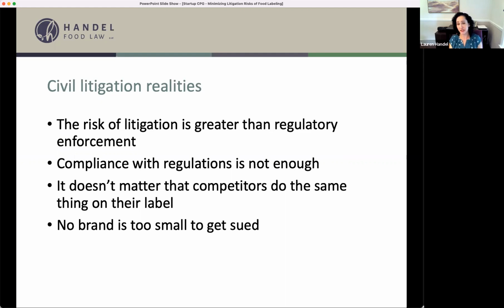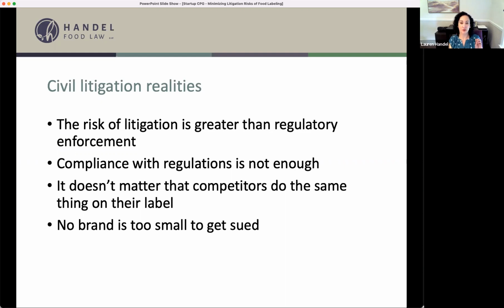But also, when FDA takes action, usually it's a warning letter. They don't sue you, except in really extreme circumstances. You get a warning letter, you get a chance to correct your labeling. You usually don't have to pull product off the market to do that. It can be with your next print of labels, usually. So the risk of regulatory enforcement usually isn't that big.